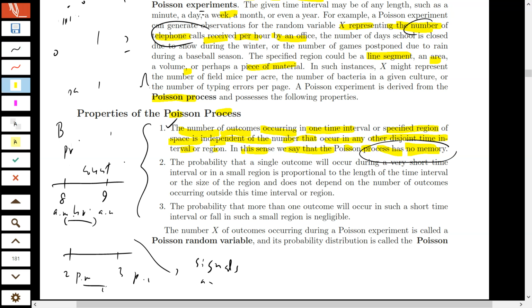I'll just encircle it. The first point is about independence, right? And independence should be described in terms of the number of outcomes, by which we mean the number of successes, right? We don't want to use the word success here, because success is a language used specifically in binomial, geometric, and negative binomial.